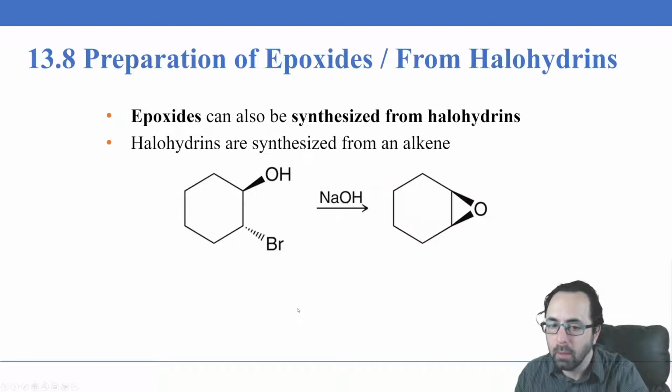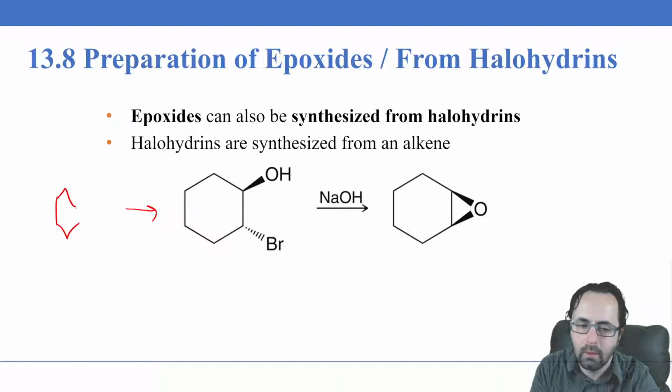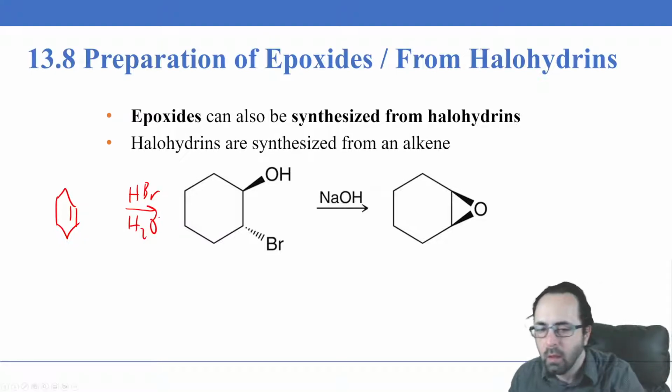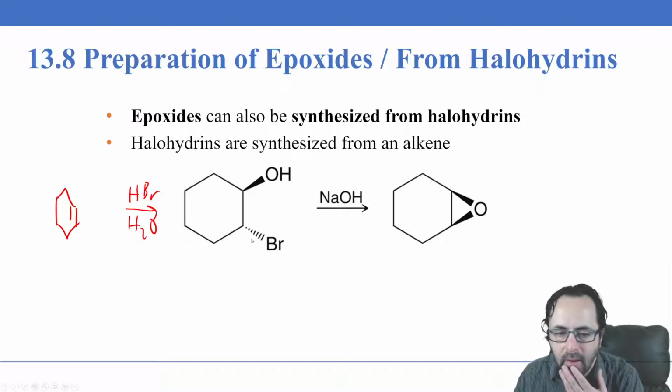You can also make epoxides from halohydrins. So you may recall that we made halohydrins in the past by reacting an alkene with a halogen and water at the same time. And so the water ends up being the nucleophile here to attack after the protonation occurs, and so you get this halohydrin formation. And if you expose this to a strong base, you can make an epoxide with it.